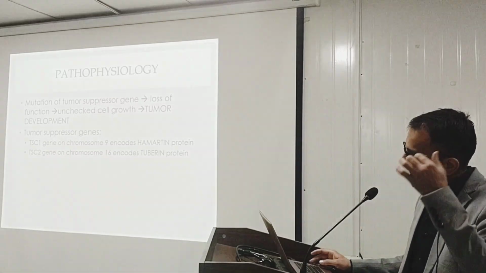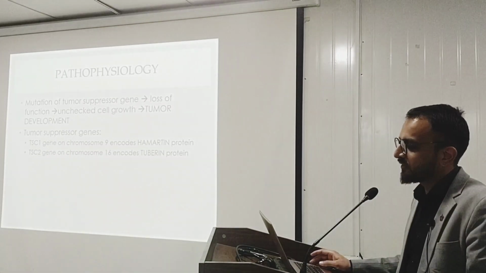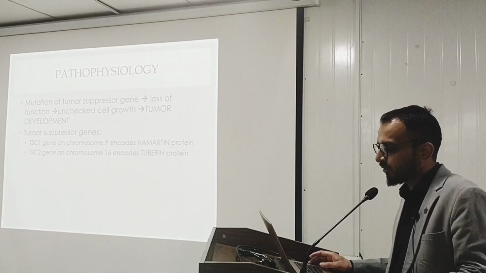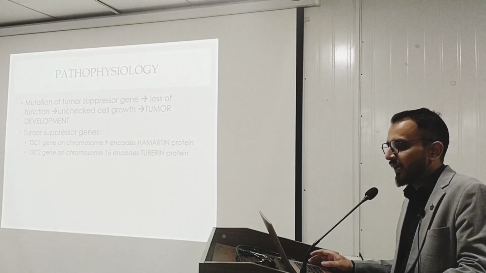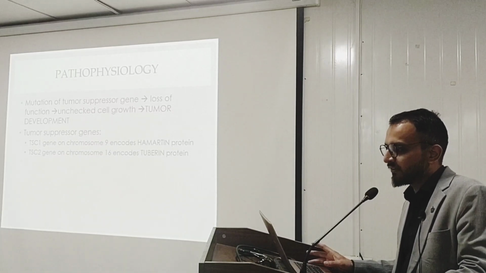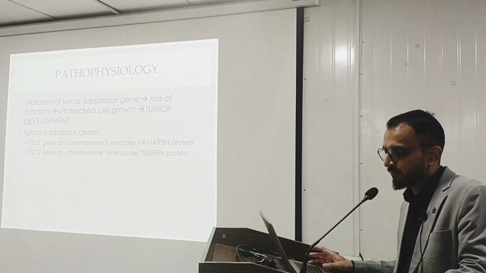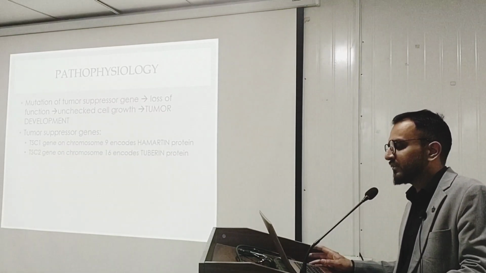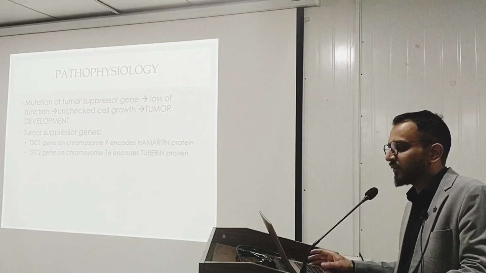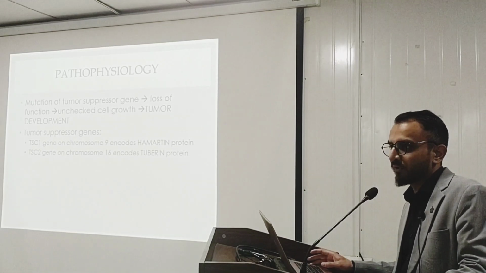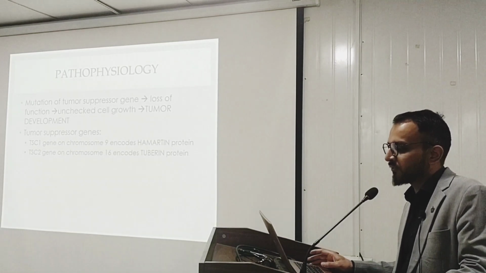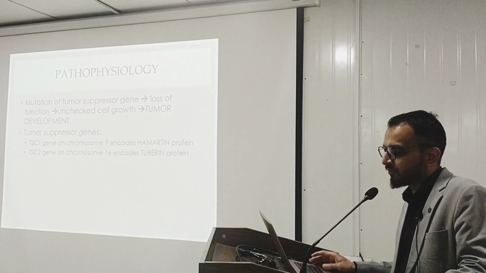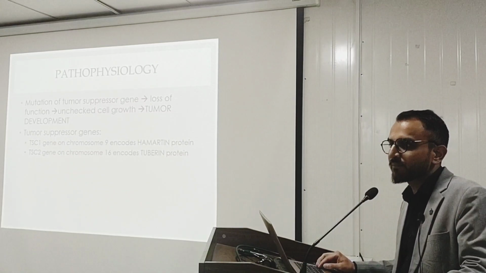Pathophysiology. In tuberous sclerosis, mutation of a tumor suppressor gene leads to loss of function, leading to unchecked cell growth that leads to tumor development. The tumor suppressor genes responsible in tuberous sclerosis complex are of two types: tuberous sclerosis 1 and 2. Tuberous sclerosis 1 gene is on chromosome 9 and encodes the hamartin protein, and 2 is on chromosome 16 and encodes the tuberin protein. Out of these two genes, the most commonly affected is the tuberous sclerosis 1 gene.